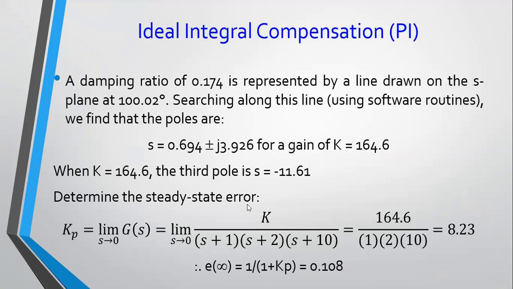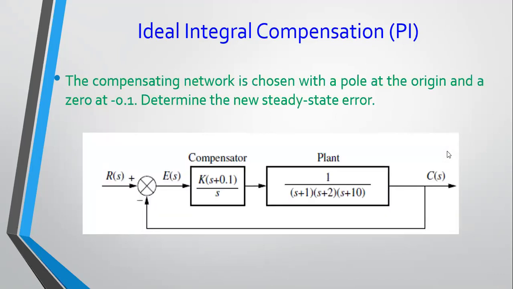Now, if you want to find the steady-state error, you find your Kp, the limit as s tends to 0 of G(s). We've done that, and you set your gain K as 164.6. As s tends to 0, you get 8.23, and then your steady-state error is 1 over 1 plus Kp, so you get 0.108. So currently your error is non-zero. Now, if you wanted it to become 0, this is where we're adding the PI controller.